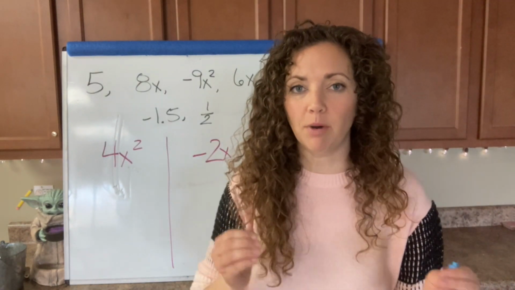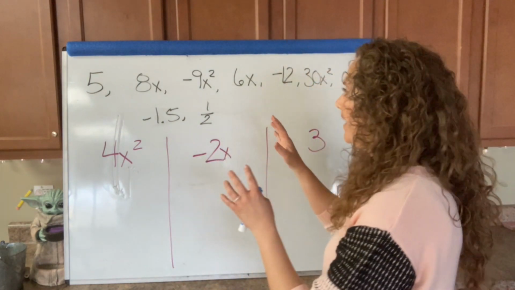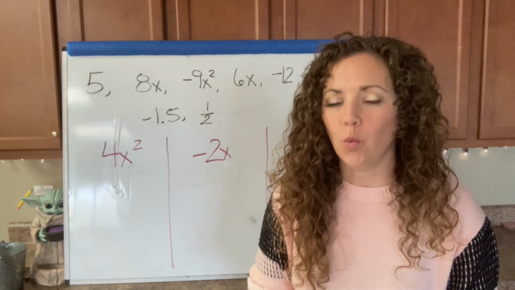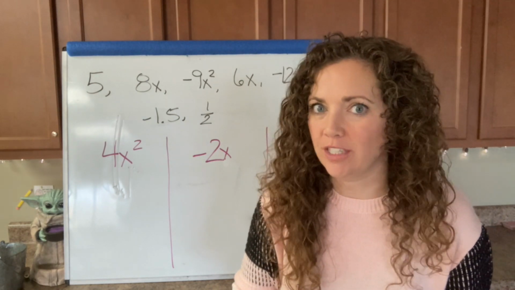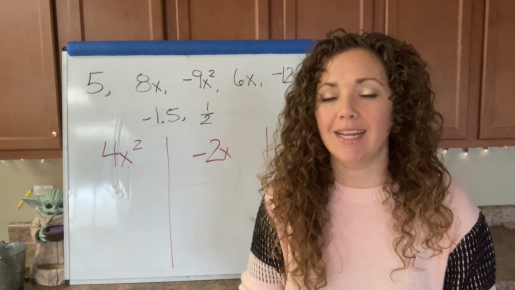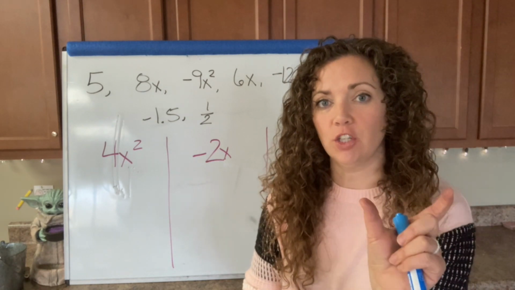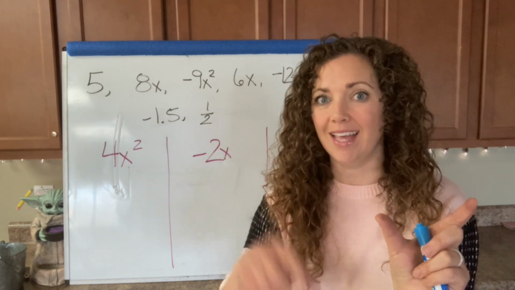Equations have equal signs. Expressions do not. And when we say to simplify an expression, we're just trying to get it into its simplest form. A term is a part of an expression. So we might have an expression that says 8x plus 5. We don't know what x is, so it's not an equation because there's no equal sign, but 8x plus 5 would be an expression. 8x is a different kind of term than the 5.